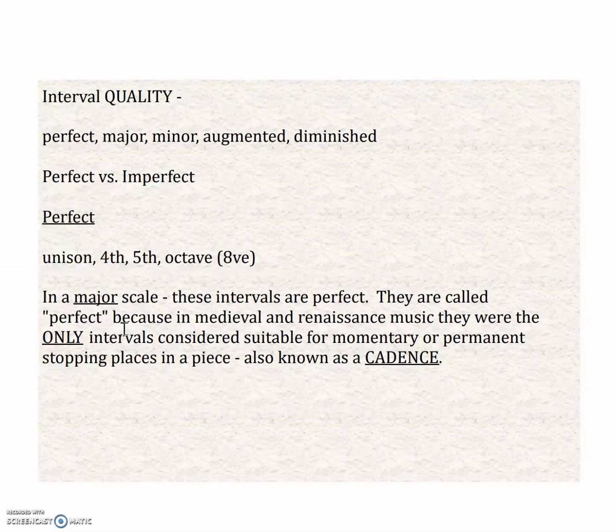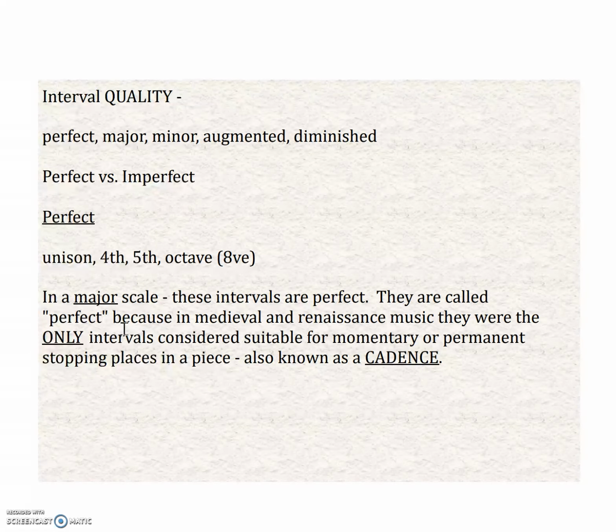A perfect interval is a unison, a fourth, a fifth, or an octave. That is it. So in a major scale, these intervals are perfect. So if I'm in the key of C major, C to F, that's a perfect fourth.